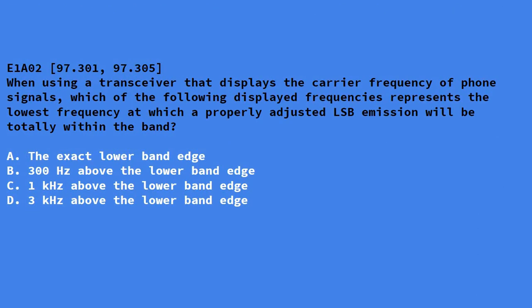E1A02, when using a transceiver that displays the carrier frequency of phone signals, which of the following displayed frequencies represents the lowest frequency at which a properly adjusted lower sideband emission will be totally within the band? Answer is 3 kHz above the lower band edge.